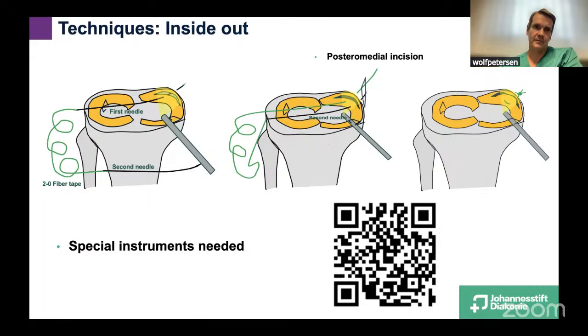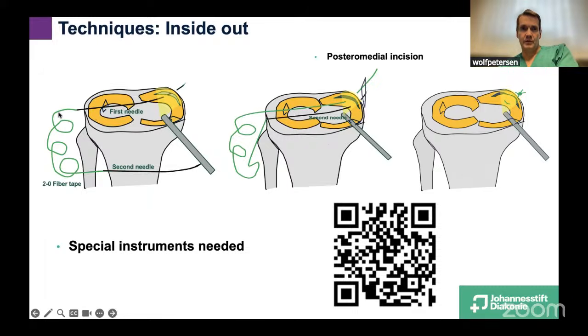This is the classic meniscus repair technique, you need some special instruments for this. You need long needles that are connected to suture material, for example, fiber tape in this case, and you need a special cannula to maneuver these needles in the joint.